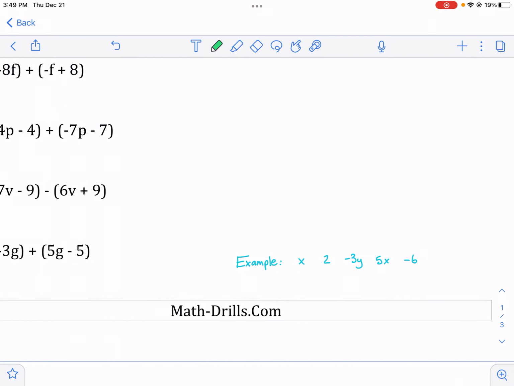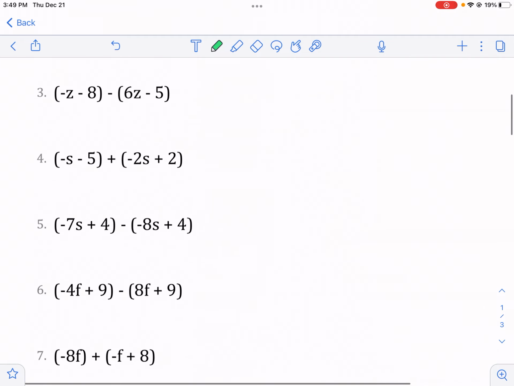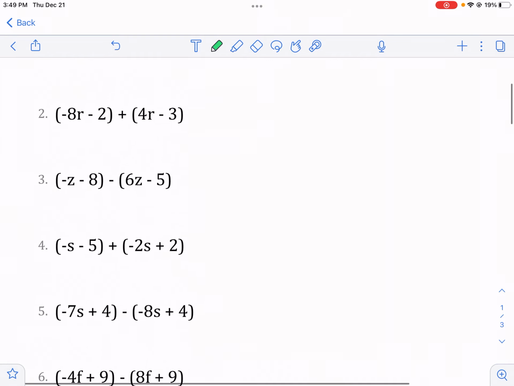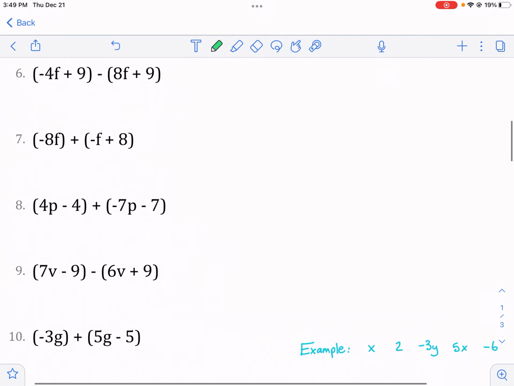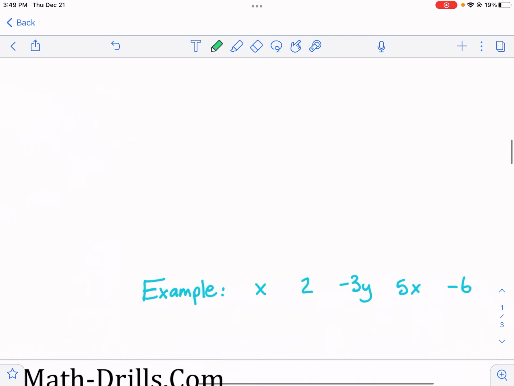I want to start with an example. So if we're going to be adding these expressions, and expressions, you'll note, do not have an equal sign. So none of these have an equal sign. We're going to start with understanding how do we combine or simplify these expressions. What we need to decide first is how do we determine what are like terms?